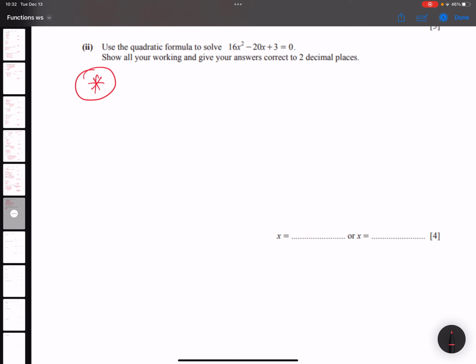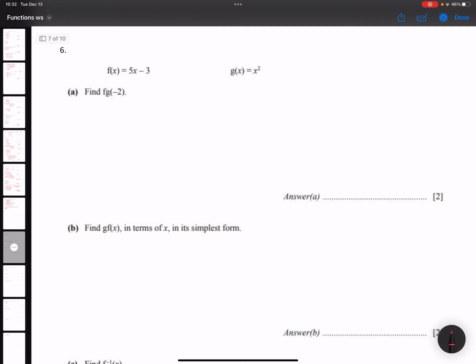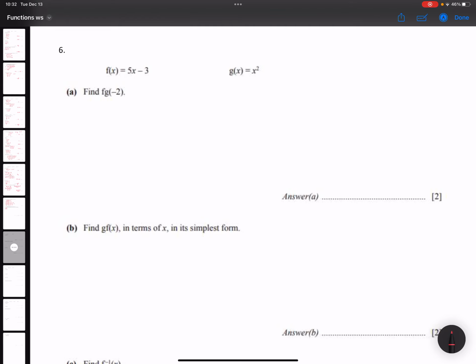Alright, moving on. So f g of minus 2, again a composite function. g of negative 2 is negative 2 all squared, which is equal to 4. Then f of 4 is 5 times 4 minus 3, which is 20 minus 3, which is 17.